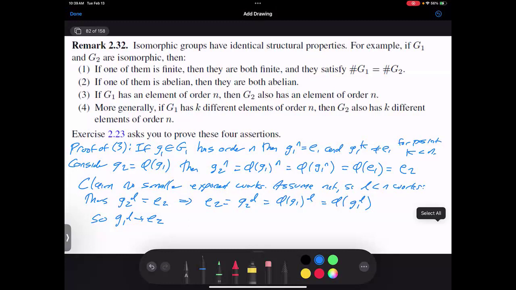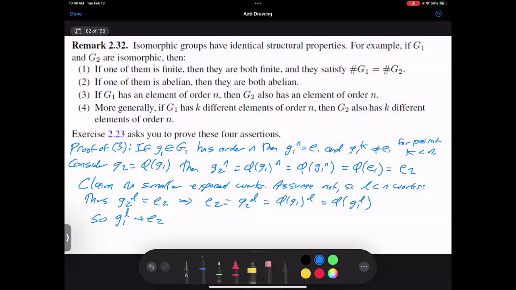Let me just write this a little better. So what's the problem with G1 to the L getting sent to the identity? Why is this a problem? So L is smaller. So this is telling us that G1 has order L, no bigger than that. Well, do we know that G1 to the L is E1?